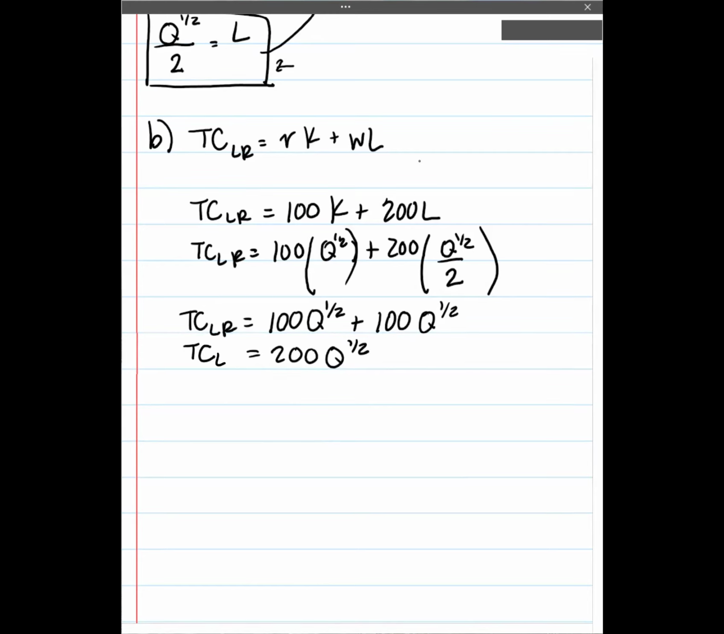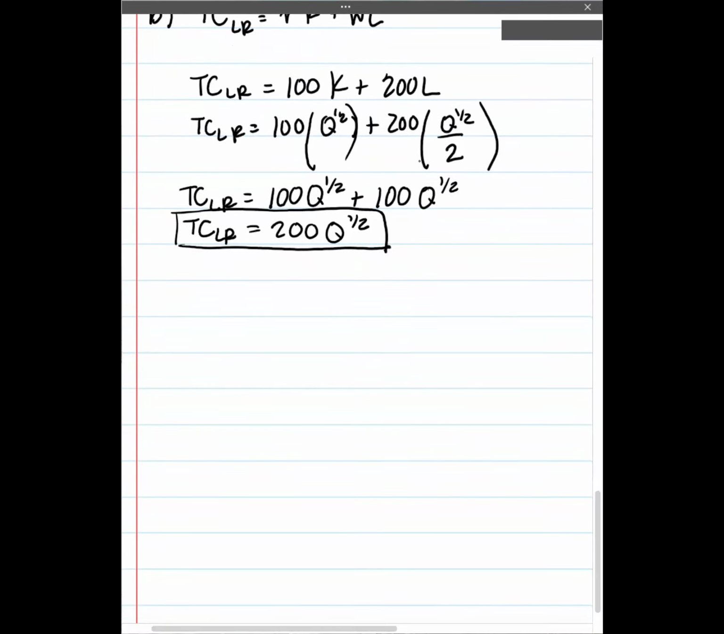And that is our final answer. One thing I want you to note here is that in the long run, we only have total cost depending on output. So in the long run, we have no fixed costs, right? All costs are variable costs in this case.